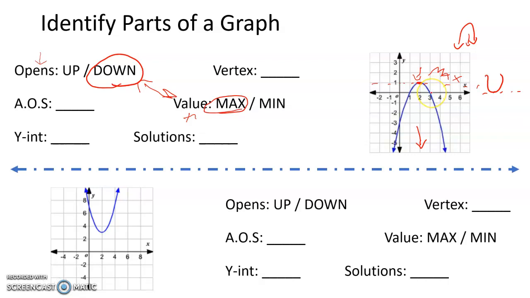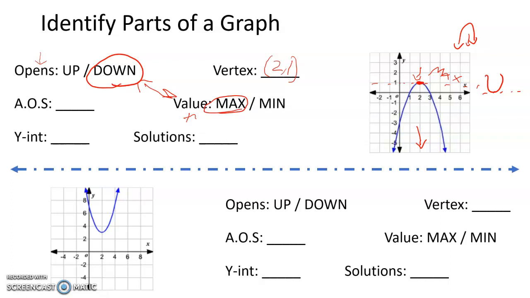So let's find the vertex now. Well, the vertex, again, I pointed out, is this point. It's again the highest point on your graph. And if you go from the origin, 1, 2 over, up 1, well, the vertex is an ordered pair: 2, 1, all right? Vertex is (2, 1).